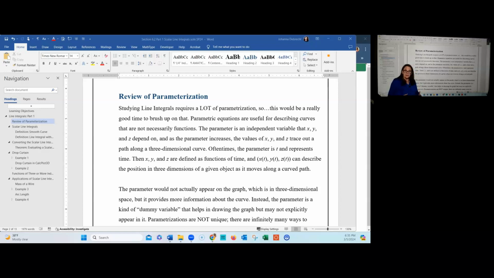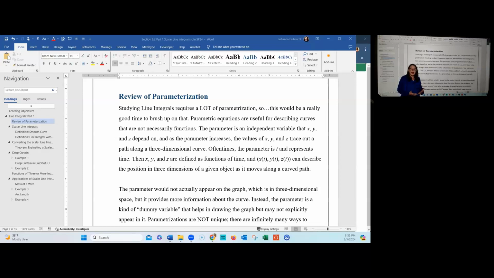Let's go ahead and remember what a parameter is and what it does. Remember that a parameter is an independent variable that x and y, or x, y, and z, depend upon. And as the parameter increases, the values of x, y, and z trace out a curve, either in the plane for x and y, or in three-dimensional space like a helix for x, y, and z. The parameter typically used is the parameter t. It can often represent time, but not always.